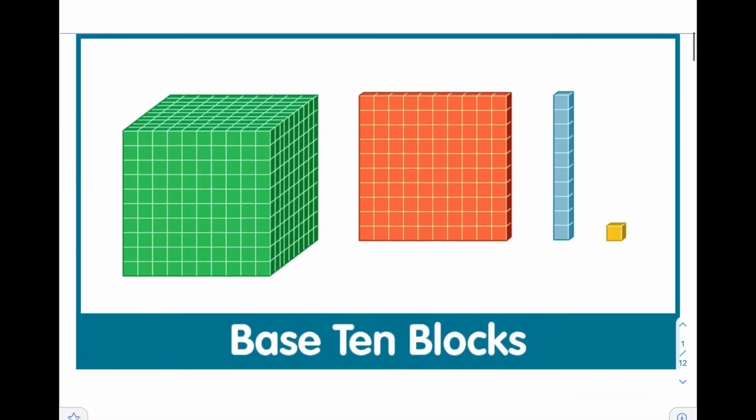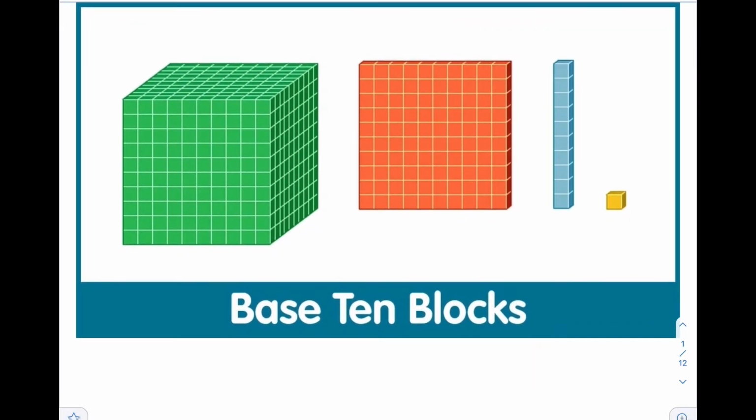So let's start with something that's familiar to us, base 10 blocks. Let's imagine that the ones block on the far right is the smallest unit that we've worked with, which is a millimeter. So that's going to be 1 millimeter. What would our tens block represent? Well, we know that 10 millimeters is equal to 1 centimeter.